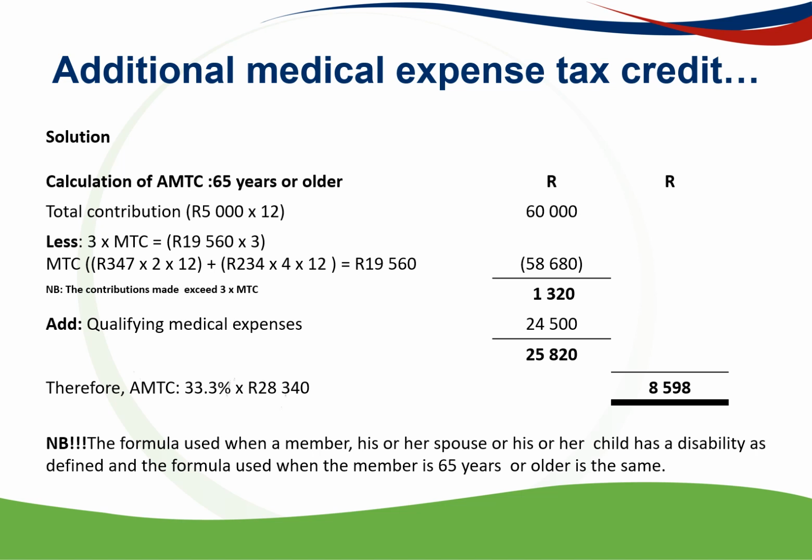So I'm hoping that this quick 9-minute explanation has helped you in assessing, as an individual, how to calculate your medical tax credits for the year when you're an individual registered taxpayer. Very important is you need to ascertain: are you under 65? If you're over 65, is it a disability or not? And based on that, you need to slot these amounts into the formula given by legislation.